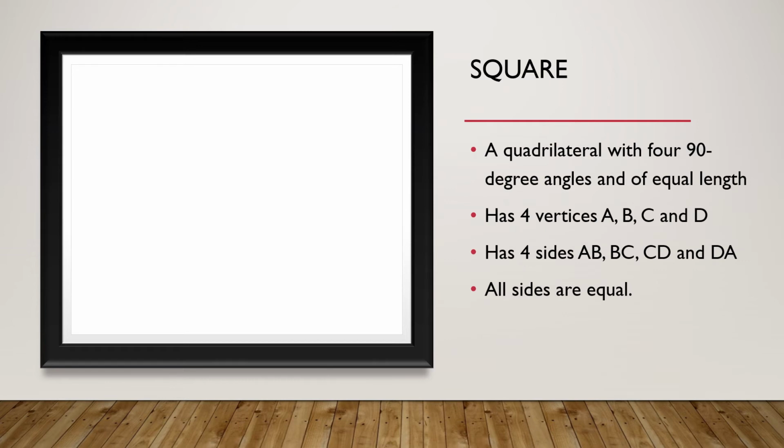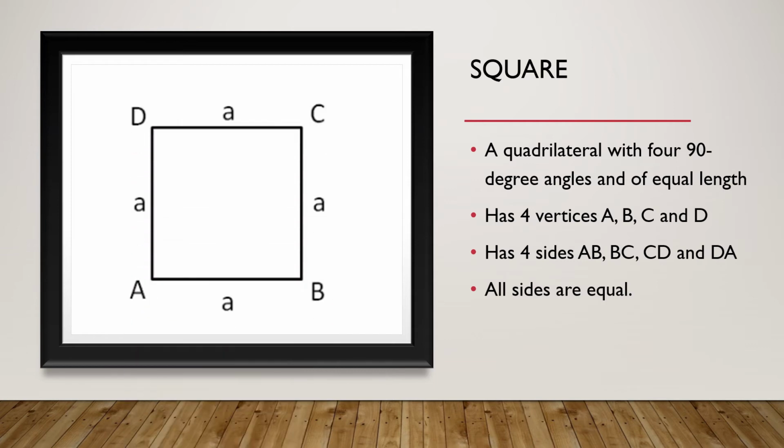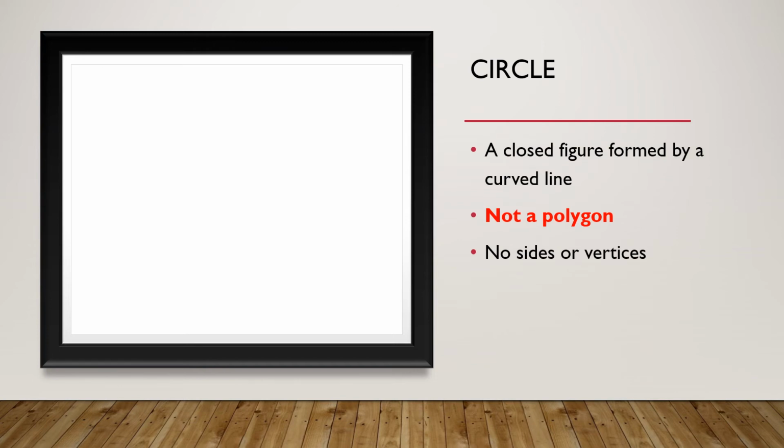Now let's know about square. A quadrilateral with four 90-degree angles and sides of equal length. It has four vertices A, B, C and D and has four sides AB, BC, CD and DA, but all these sides are equal. Circle. A circle is a closed figure formed by a curved line. Remember, it's not a polygon and it has no sides nor vertices.